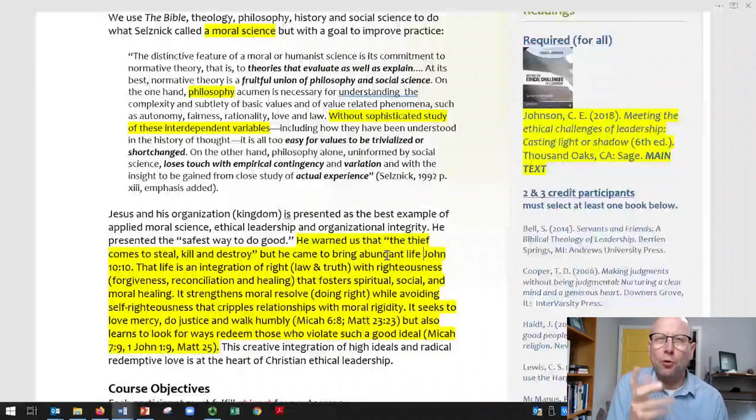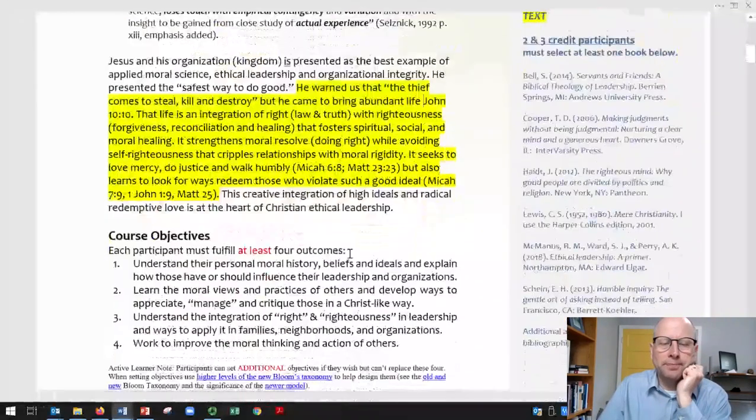And how does redemptive moral ideals function? So that's what we have to wrestle with. We need to know what the ideal is, and we need to know how to handle when the ideal is not met. And that's difficult leadership.